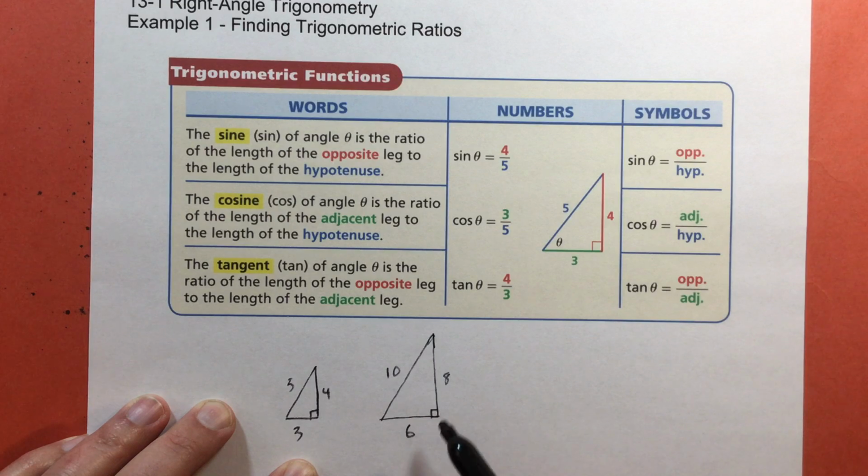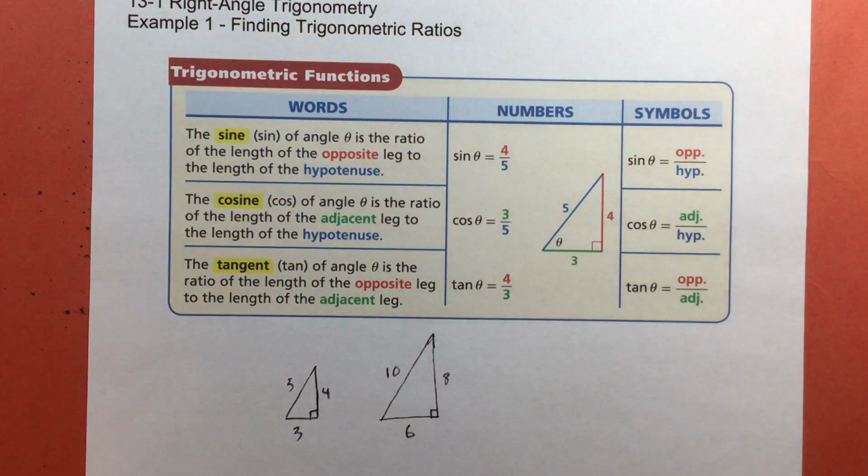Now check this out. I know that 6 squared is 36, 8 squared is 64, and 10 to the second power is 100. 36 plus 64 equals 100. So I've got another right triangle, but all I did was scale this up by 2. So I multiplied 3 times 2, 4 times 2, and 5 times 2. This is another triangle that is similar to that one.